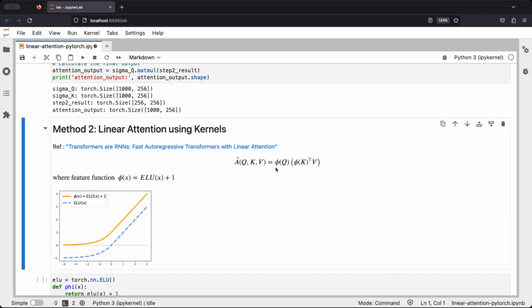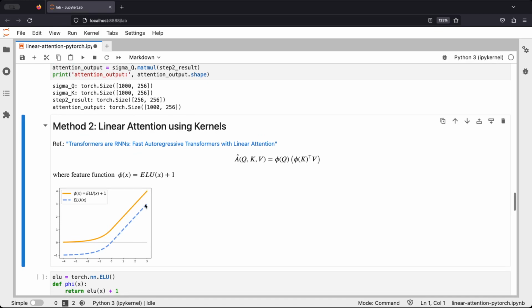And when you do this, then you can change the order from, instead of computing phi of q times phi of k transpose, you can compute this quantity first, that is phi of k transpose times v, and then you bring in the phi of q from the left. And what feature function? They use this feature function ELU of x, which is exponential linear unit.